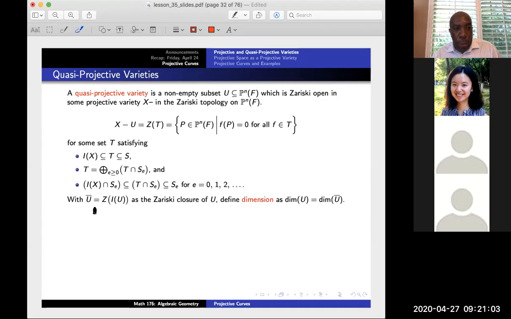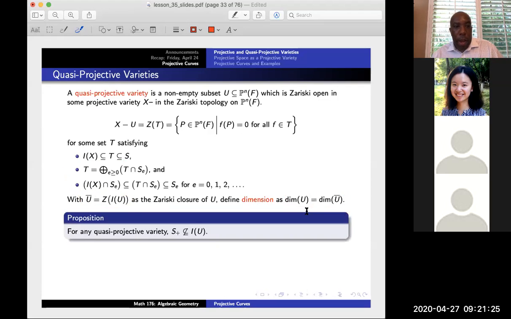So if we denote U bar as the Zariski closure of our quasi-projective variety, then the dimension is just the dimension of this projective variety, U bar. Right, so just take a look at the Krull dimension of the homogeneous coordinate ring.